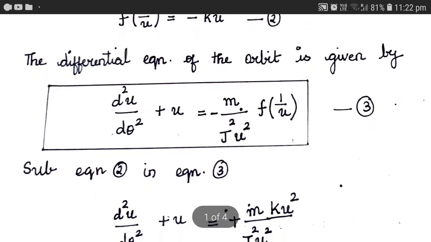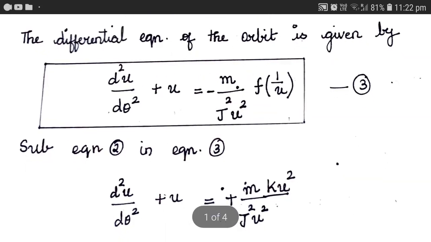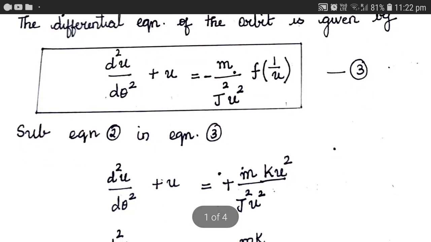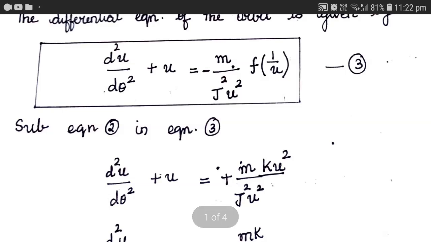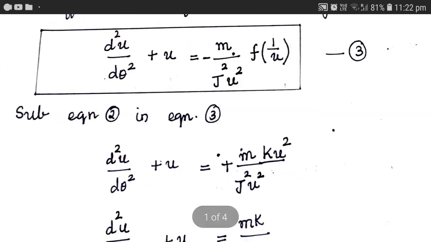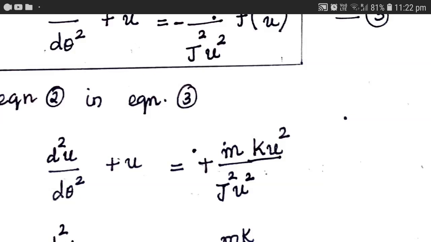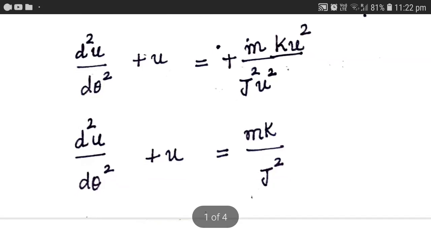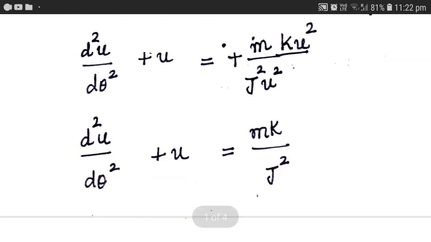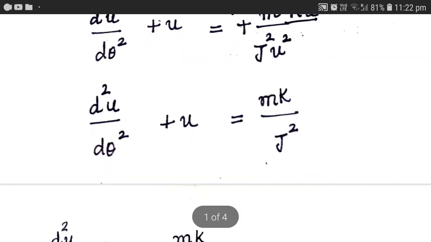We get on the left hand side d square u by d theta square plus u. On the right hand side a minus is in equation 3 and there is also a minus in equation 2. So it becomes plus m by j square u square, in place of f of 1 by u we write k u square. Here we could see u square in the denominator and the numerator, they will cancel out each other. So simplifying we get d square u by d theta square plus u equal to mk by j square.